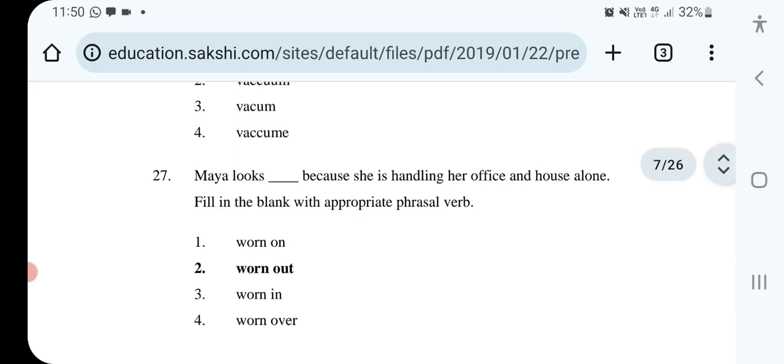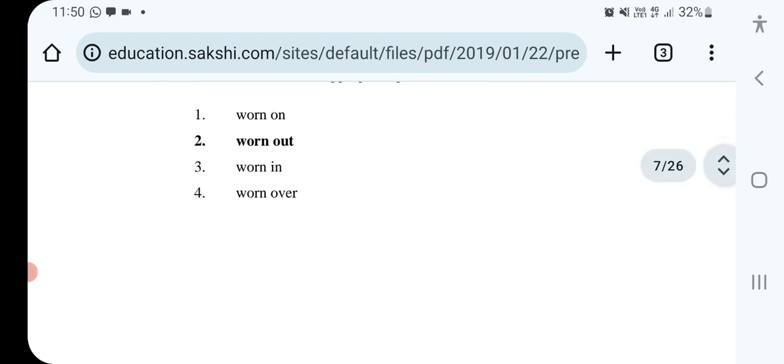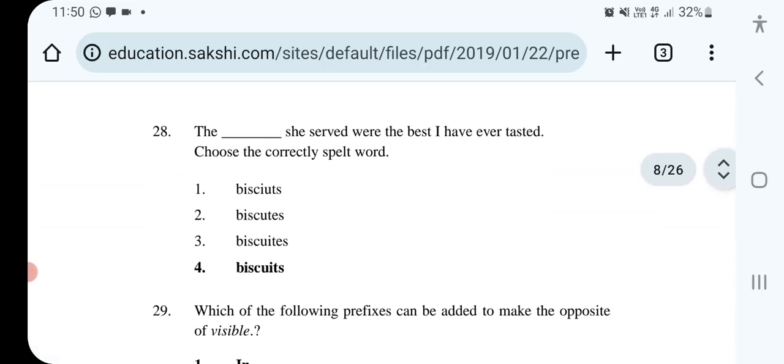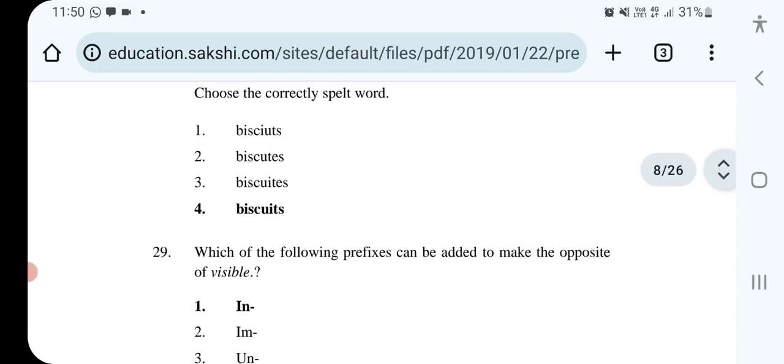Vacuum, vacuum. Maya looks worn out because she is handling her office and house alone. Worn out, tired out. The biscuits she served were the best I have ever tasted. Biscuits, spelling: biscuits.